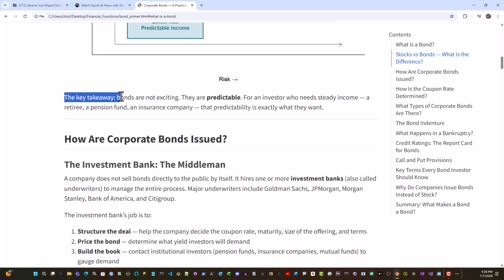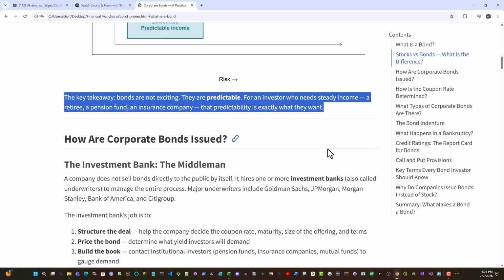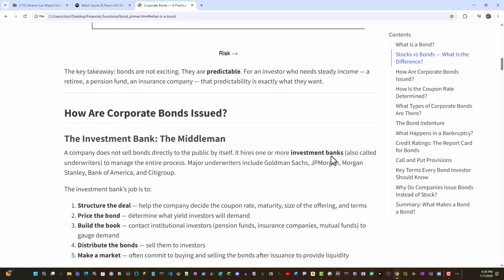The key takeaway, therefore, is bonds are not very exciting. They're very predictable. And they're very good if you want to predict your steady income. Even though it might not be a lot, it will still be predictable.